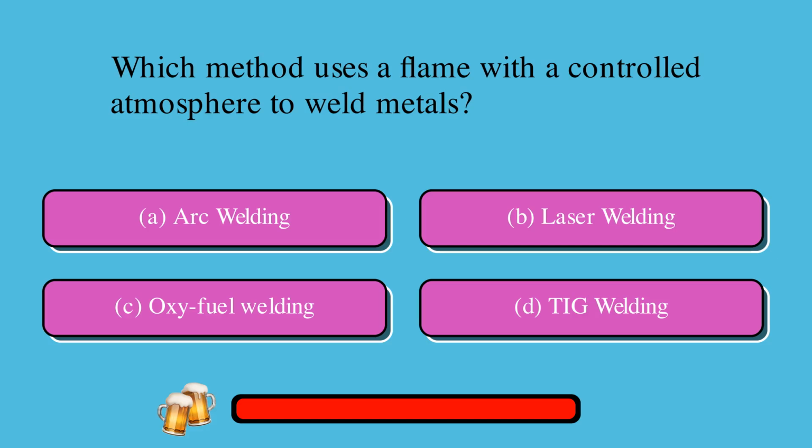Which method uses a flame with a controlled atmosphere to weld metals? Is it A, arc welding, or B, laser welding, or C, oxy-fuel welding, or D, TIG welding? The correct answer is C, oxy-fuel welding.